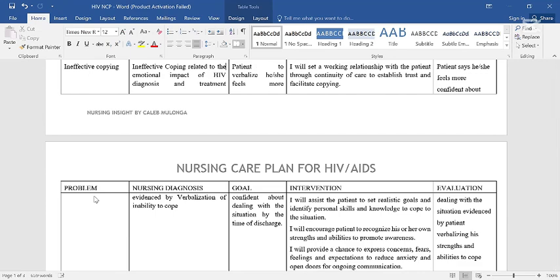And how will they show this? They can say, no, me, I'm not sick. They are verbally saying that they are not able to cope with this situation. Okay. Now we move to the goal.